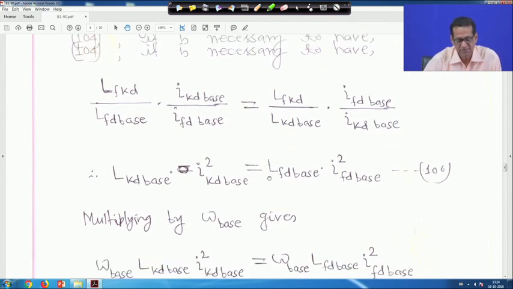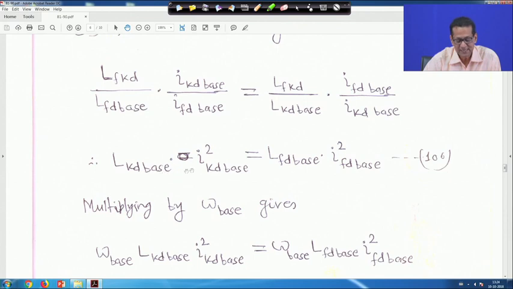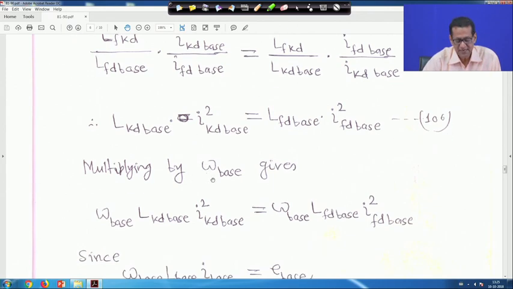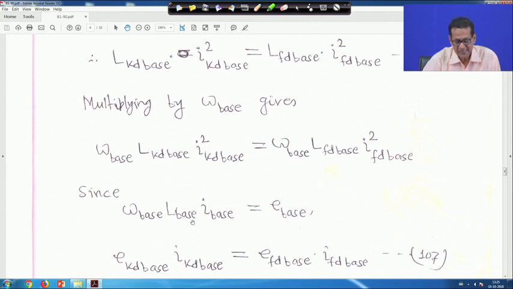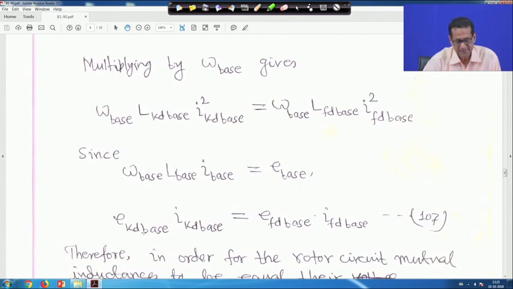So in that case, this becomes LKD base into IKD base square is equal to LFD base into IFD base square, right. Just cross multiplication. Then multiplying both sides by omega base, it will be omega base LKD base IKD base square is equal to omega base LFD base IFD base square, right. But we know that omega base, L base and I base is nothing but the E base. Therefore the left hand side will be EKD base IKD base.